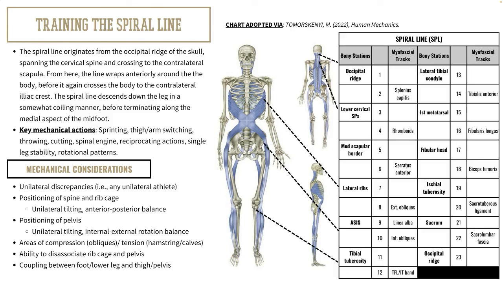With the training considerations or the mechanical considerations here, we can really pull on just about anything and say that we are emphasizing the spiral line. But for the sake of this portion, we're going to think about anything that requires thigh or arm switching. Obviously, sprinting and cutting are going to be predominant focal points here. I mentioned it, but that spiral engine concept ties in very nicely to the anatomy of the spiral line.